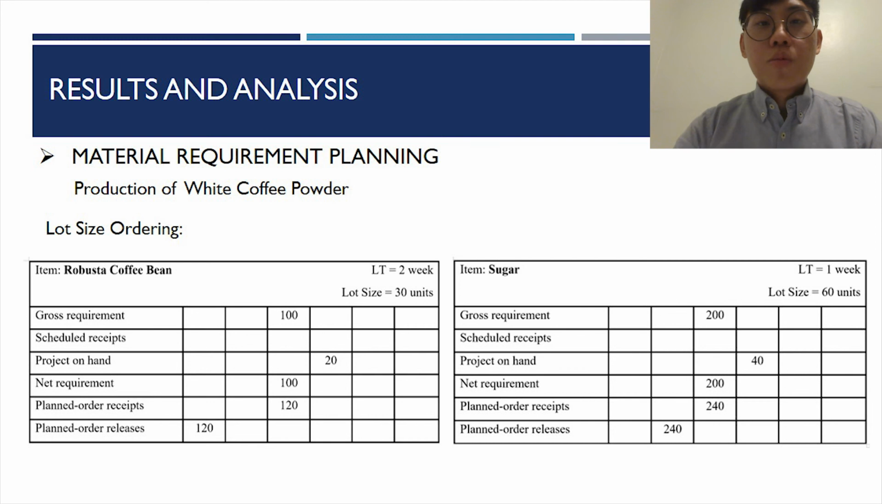For the Robusta coffee bean, we have a lead time of 2 weeks with a quantity of 30. They will take up to 120 in the first week, which is 2 weeks before the third week. And for sugar, we take 1 week before the third week, where the amount of planned order release is 240. That's all for my presentation.